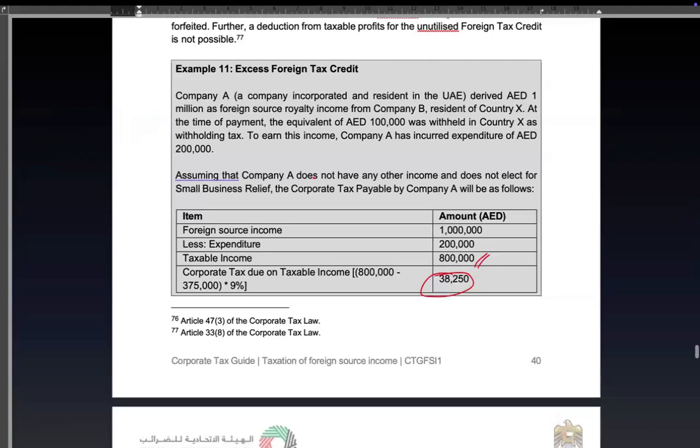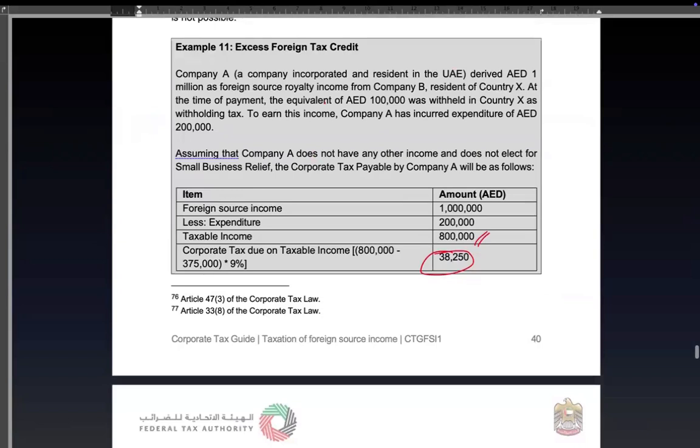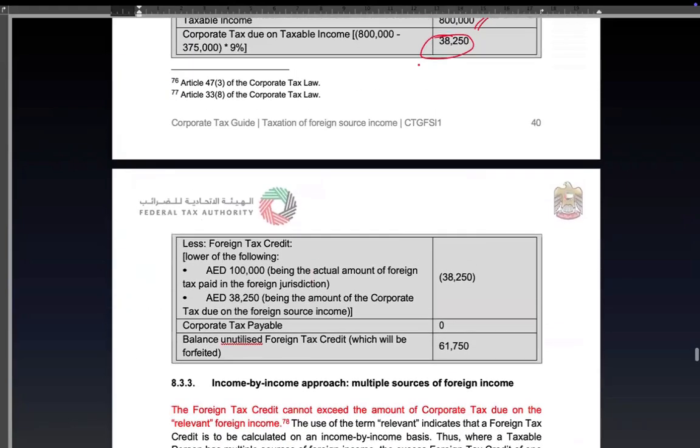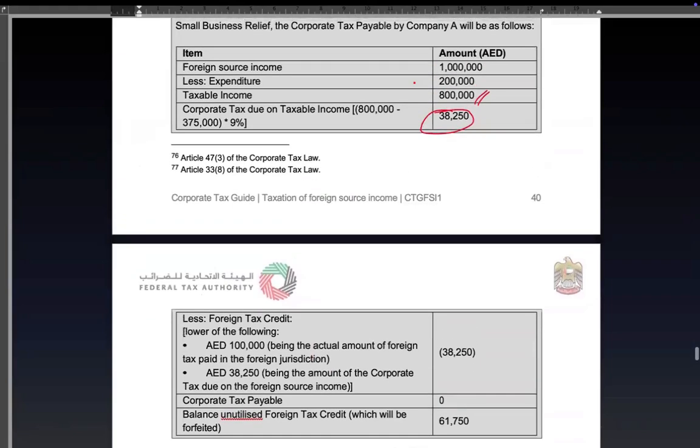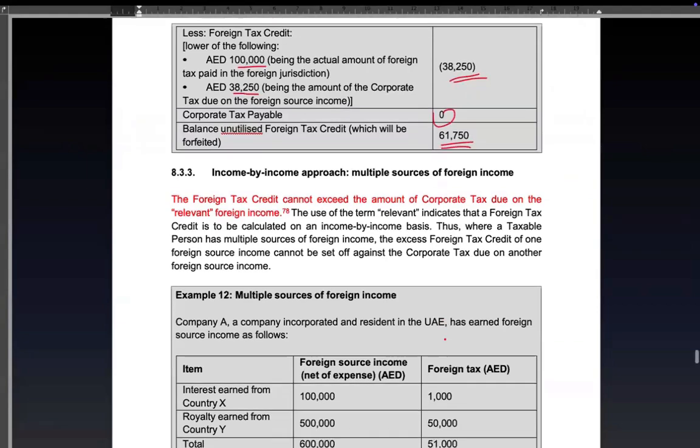Tax due and tax paid, equivalent to 100,000 tax withheld. 100,000 they have paid out of the UAE, and tax due is how much? Tax due is 38,250. They have 100% foreign source income. They don't have any UAE sourced income. So 38,250 or 100,000, lower of this is 38,250, and corporate tax payable is 0. This, they said, is unutilized tax credit. You cannot carry it forward or carry it back. It is lost straightforward.